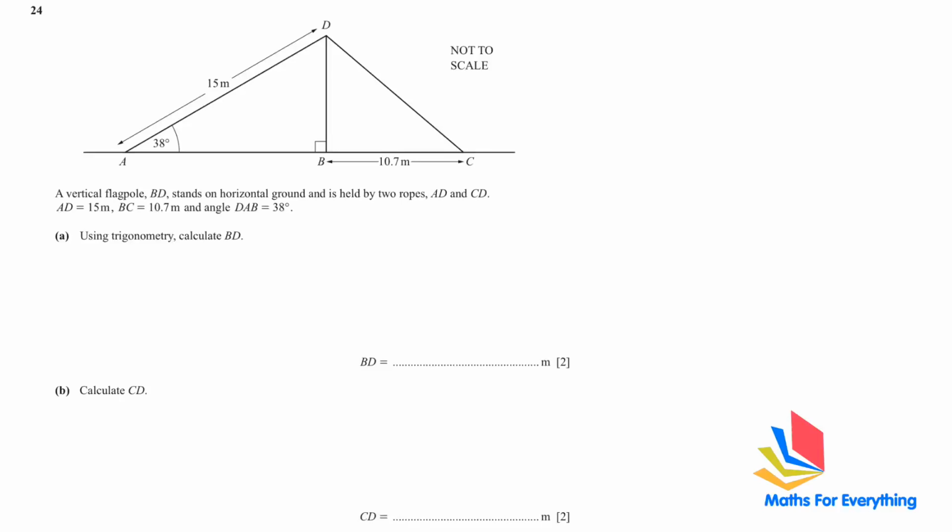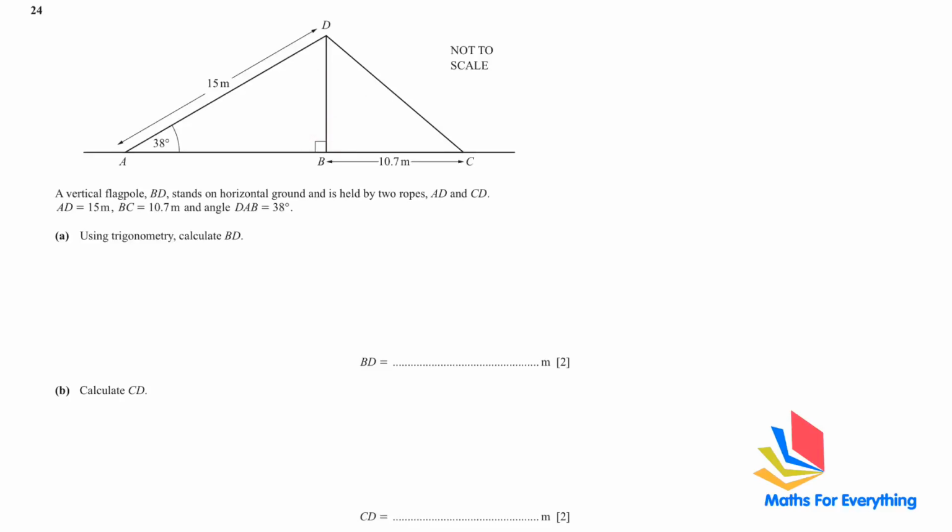Question number 24. A vertical flagpole BD stands on a horizontal ground and is held by 2 ropes AD and CD. We have been given AD and BC and the angle DAB. Use trigonometry to calculate BD.